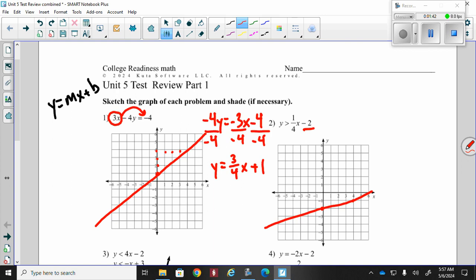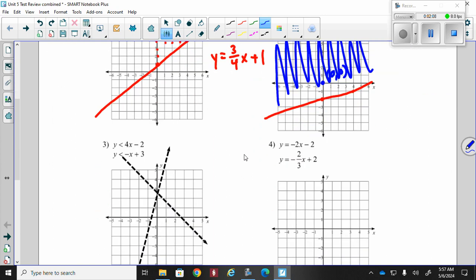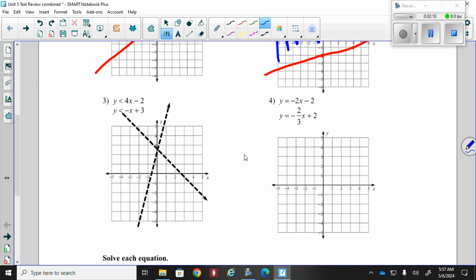Now remember, it's time to test. I always like testing 0, 0. So is 0 greater than 1 over 4 times 0 minus 2? Does that make a true statement? Well, when you multiply all that by 0, that turns into negative 2. So I know that this is true. Now remember, you always shade towards the truth. So if I used a point that was above the line, that means all points above the line will make it true. This question here is another most missed question.